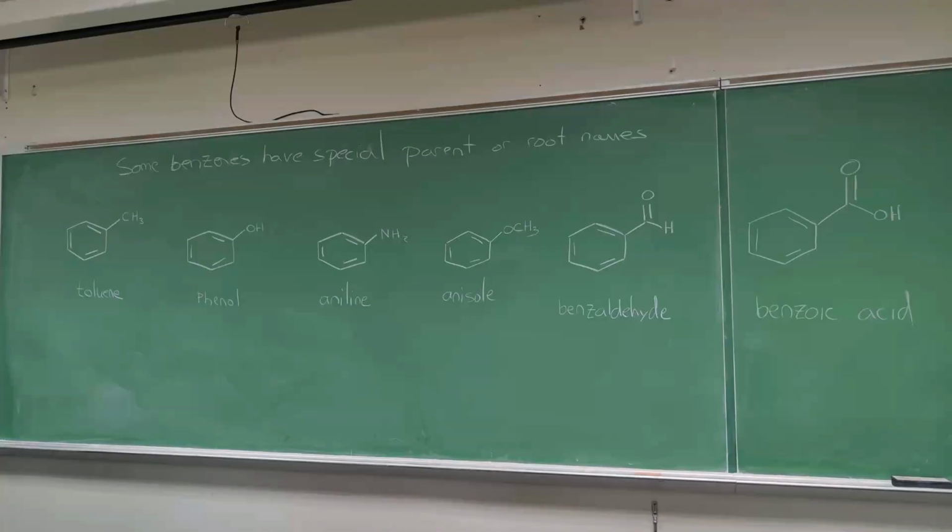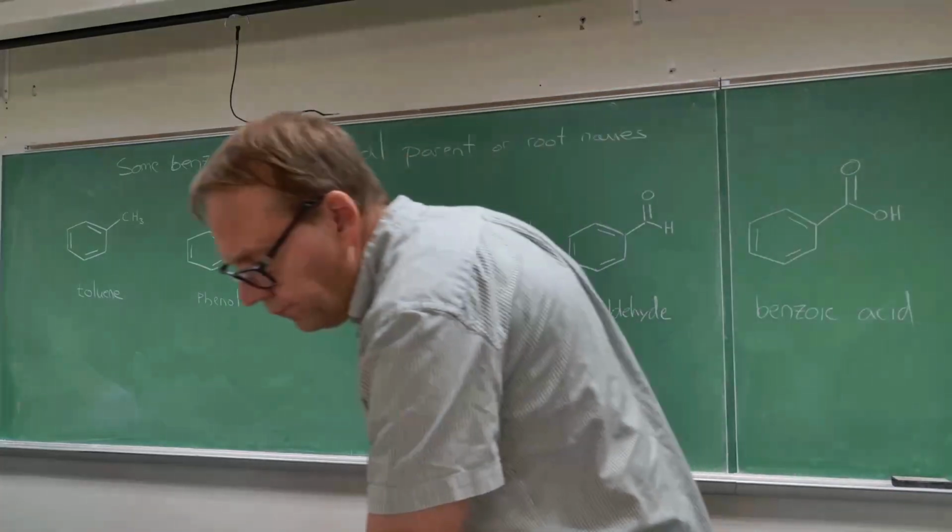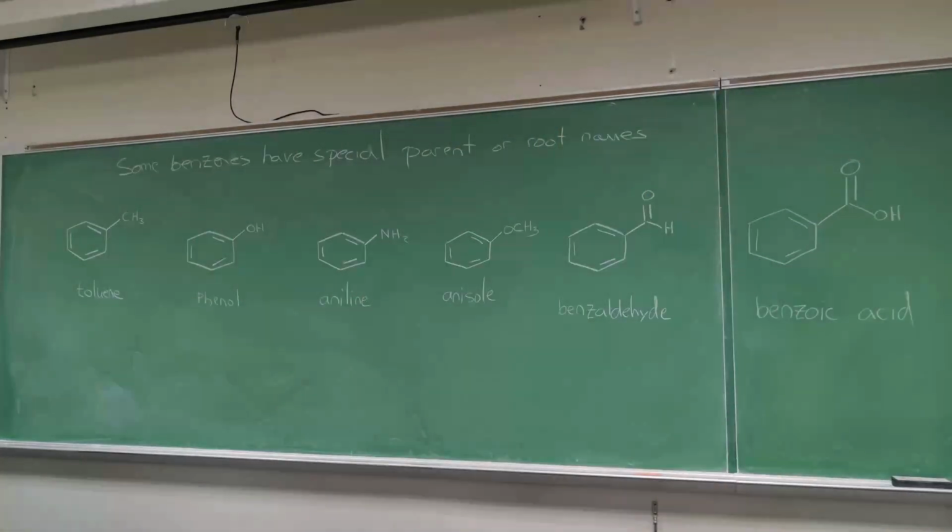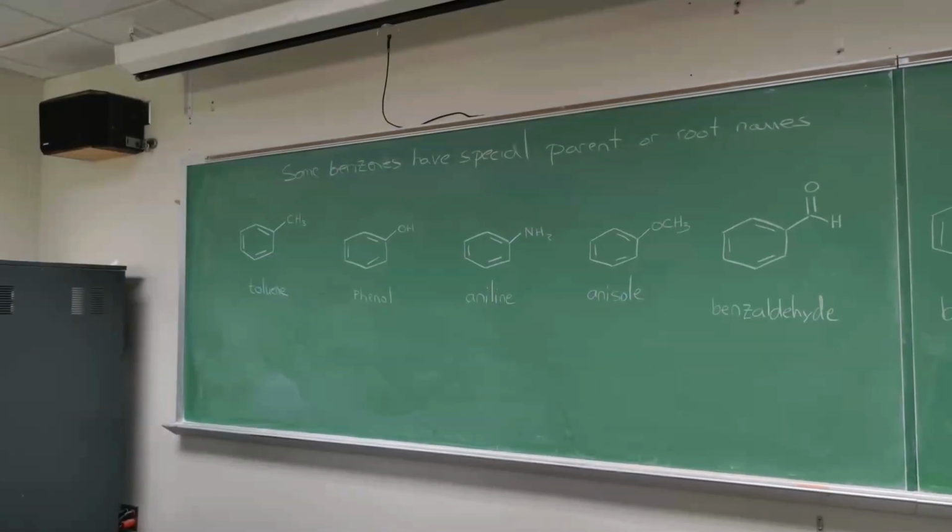So these are root names, or parent names. If you ever see this in a compound, you want to try to use the root name to help you name it. We'll see examples of that in a little bit. The next thing we need to talk about is how do you name substituents when there's two of them on a ring? How do you indicate where the substituents are? Because when you have a benzene ring with two things on it, there are different ways to do that. There's three different ways to do that, and we're going to look at those examples now.